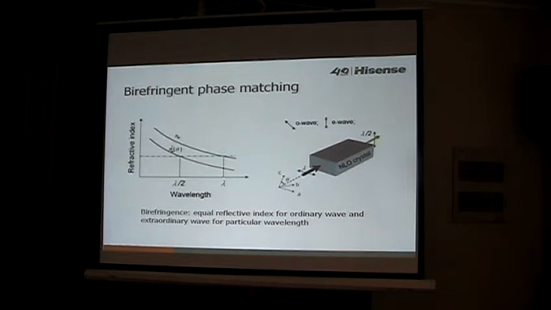Because this dispersion and birefringence make this possible, we can find the pair of wavelengths that have a refractive index for the extraordinary wave at the fundamental frequency equal to that of the ordinary wave at the fundamental frequencies. So the basic way to implement the phase match condition is to use birefringent materials.